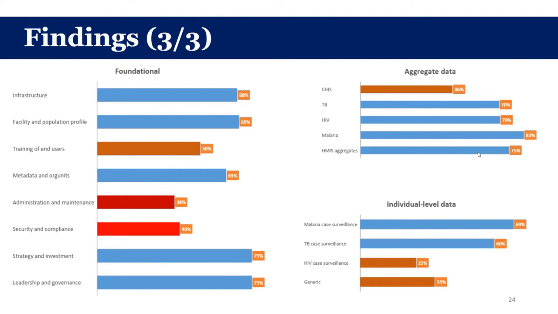Regarding the individual level data, you can see that you have a case to address HIV surveillance and then generic individual level data. In the country, they didn't have an EMR or any other individual generic data. That was a concern for them, and that was shown in the evaluation.